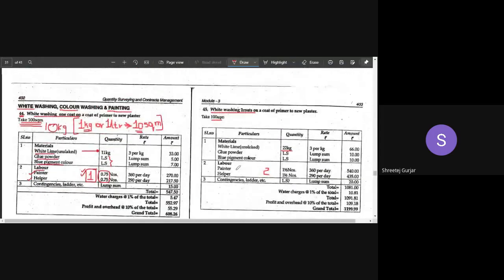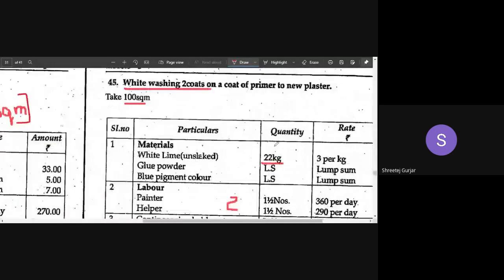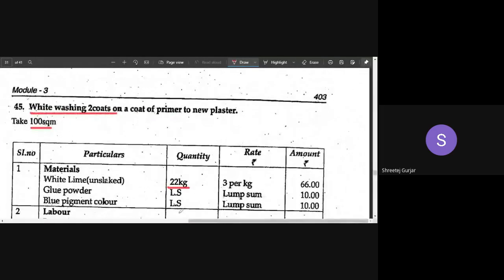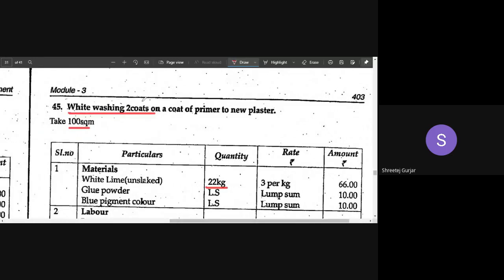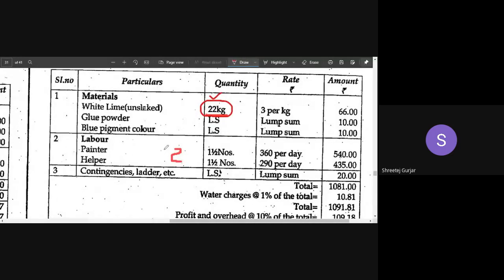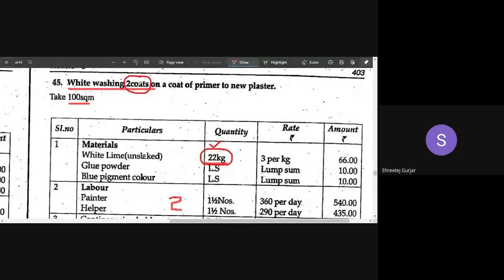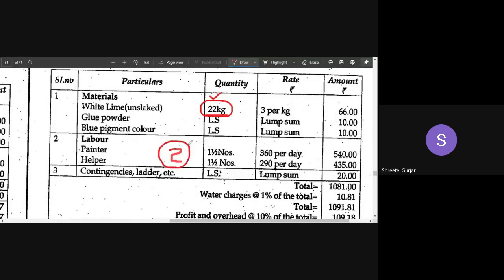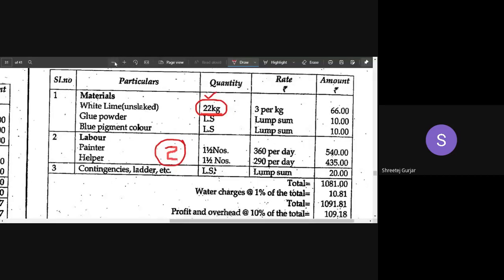Similarly, now coming to whitewashing for 2 coats. The previous one was only for 1 coat, but here we are dealing with 2 coats. The previous quantity was 11 kgs, and because we are applying 2 coats, 11 into 2 gives a total quantity of 22 kilos. The painter and helper, which were 1 in number previously, are multiplied by 2 here because we apply 2 coats. The remaining quantities are the same.